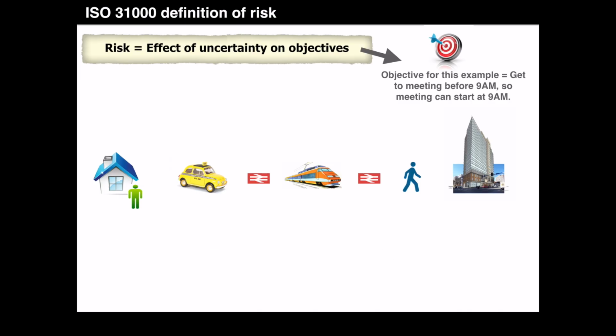Now that we have a context for John's objective, let's cover the second concept of the definition, which is uncertainty. As this is a very important meeting for John, he wants to manage various risks which may result in him not getting to the meeting before 9 a.m. To understand risks, he needs to first understand the various uncertainties of his context. To keep the example simple, here are the 4 uncertainties John may have to consider.